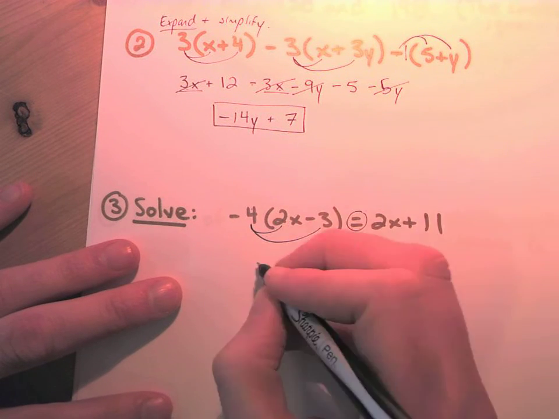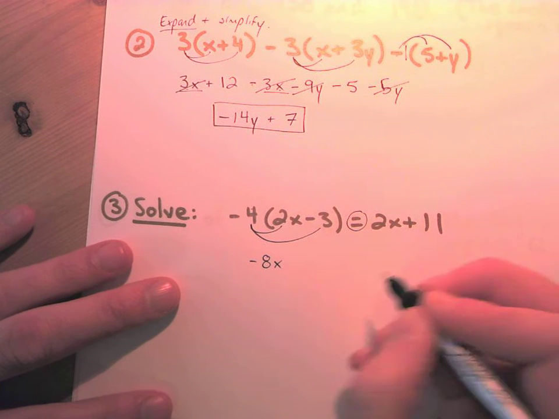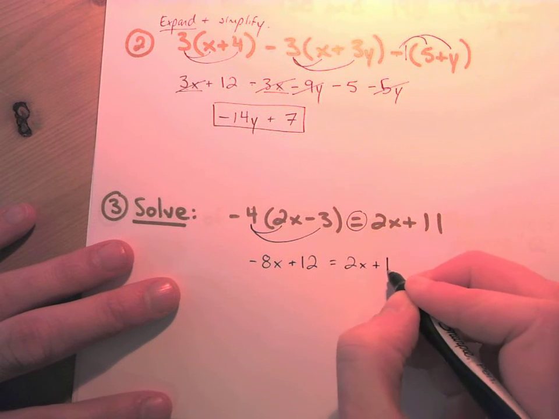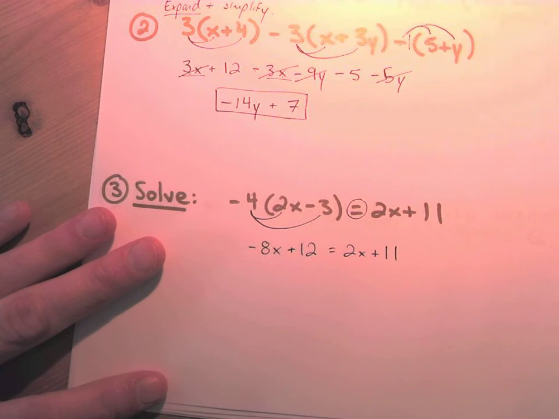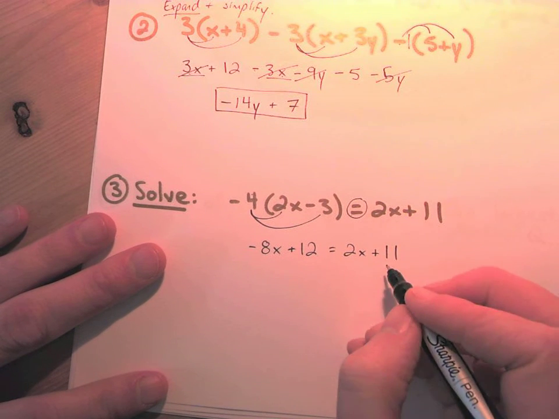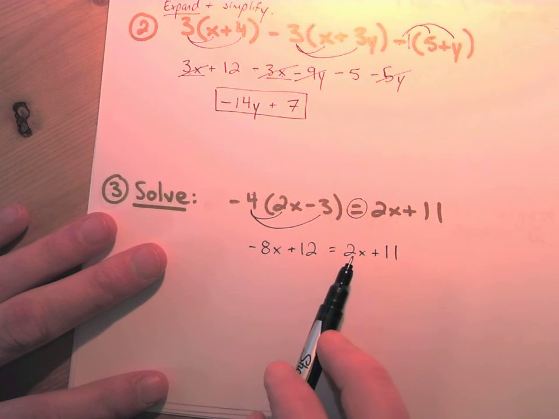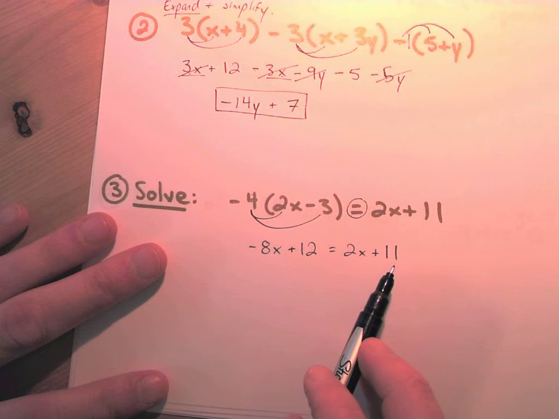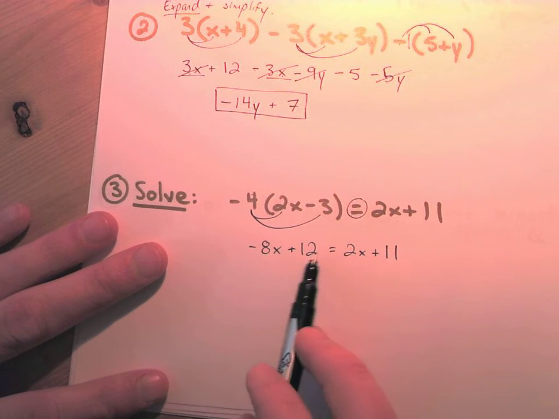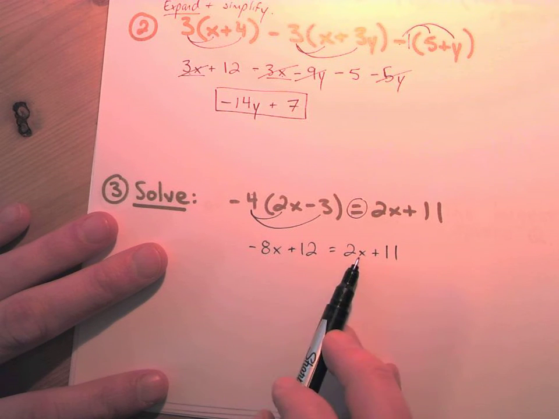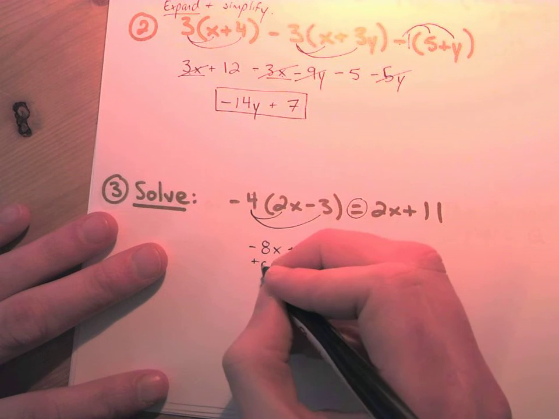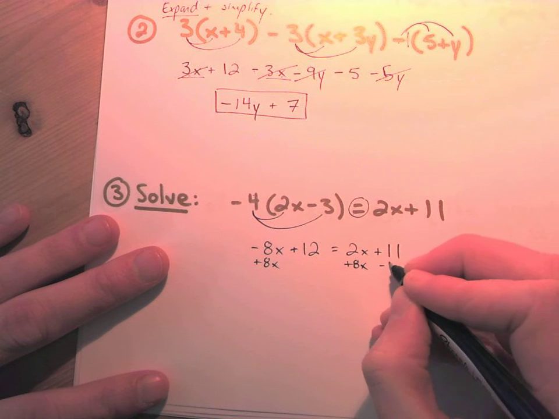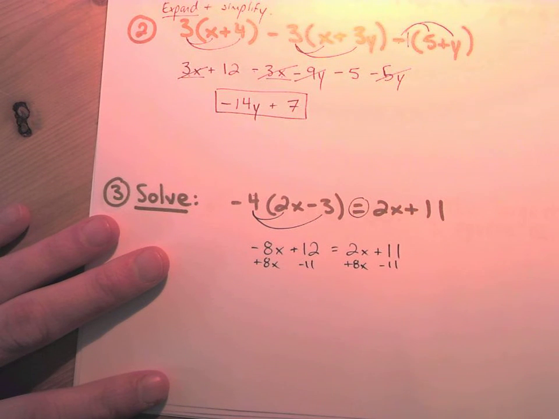Negative 4 times 2x is negative 8x. Negative 4 times negative 3 is positive 12. And then we're going to write everything over again. There you go. Now it's simpler, so let's see if we can make it any simpler. Generally in this part, I'll bring all the x terms to the left-hand side and all the numbers to the right-hand side. But in this case, I want to keep my coefficient positive with my x, so I'm going to do the opposite. I'm going to add 8x to both sides, while at the same time subtracting 11 from both sides.